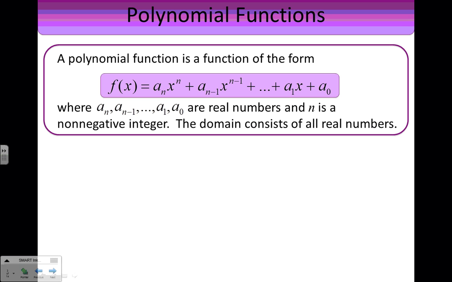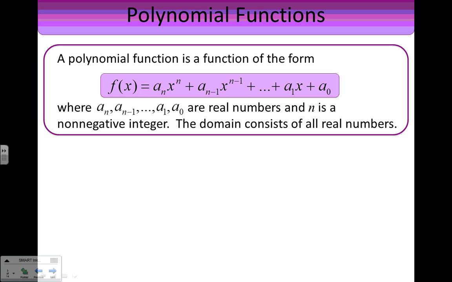Okay, so this is not on your handout, so I would write this somewhere, maybe on the top of the handout. So we have the definition of a polynomial function here, and this is a very mathematical looking definition, but if you break it down a little bit, it's not as complicated as it may seem. So go ahead and write this down.